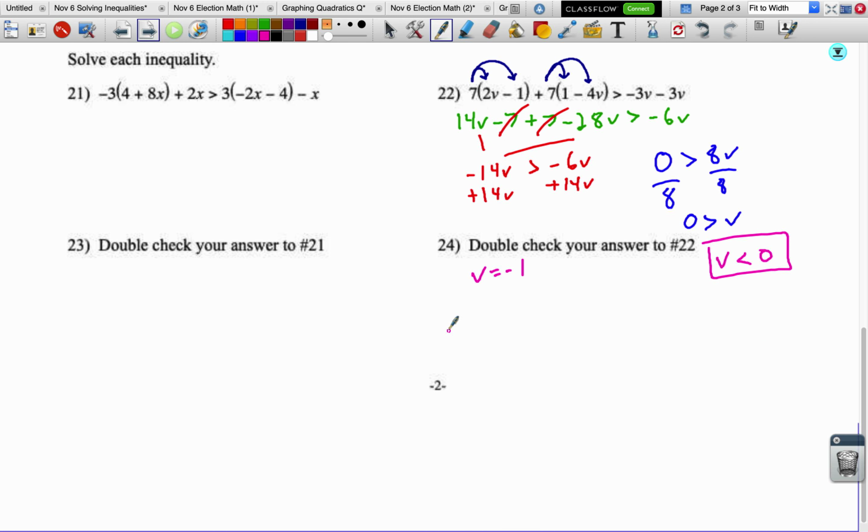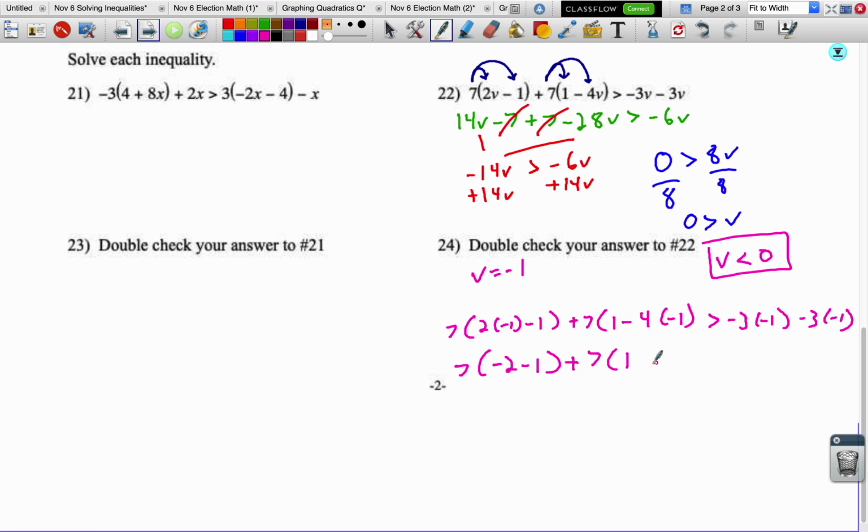And then we'll call it good. So 7 times 2 times negative 1 minus 1 plus 7 times 1 minus 4 times negative 1 is greater than negative 3 times negative 1 minus 3 times negative 1. All right, you got to do the most inside parentheses first. So we got 7 times 2 times negative 1 is a negative 2, minus 1 plus 7 times 1 plus 4. Negative times a negative is a positive. It's greater than 3 plus 3.